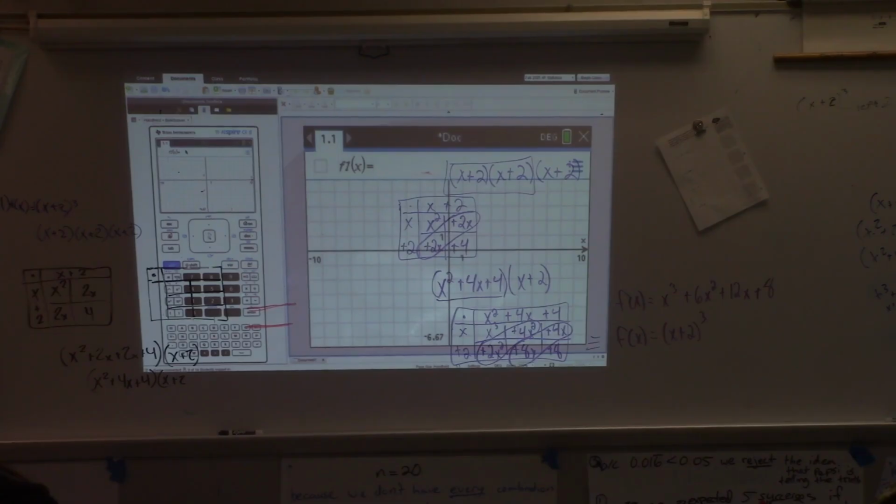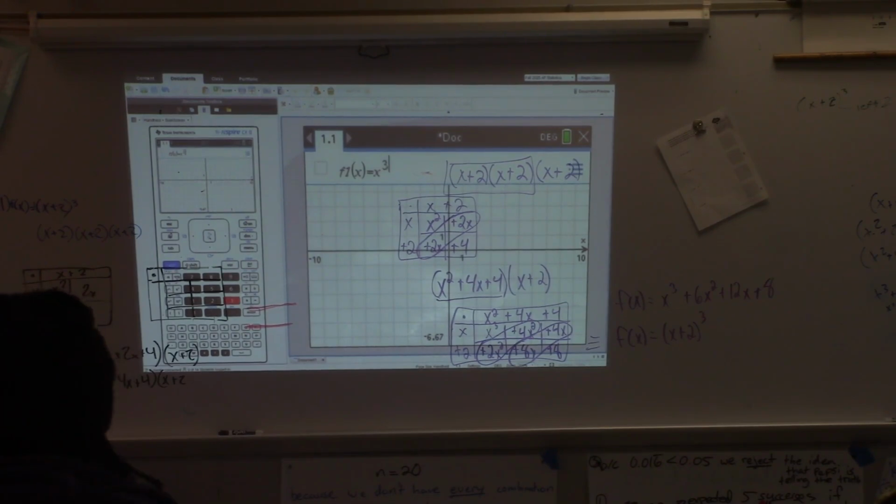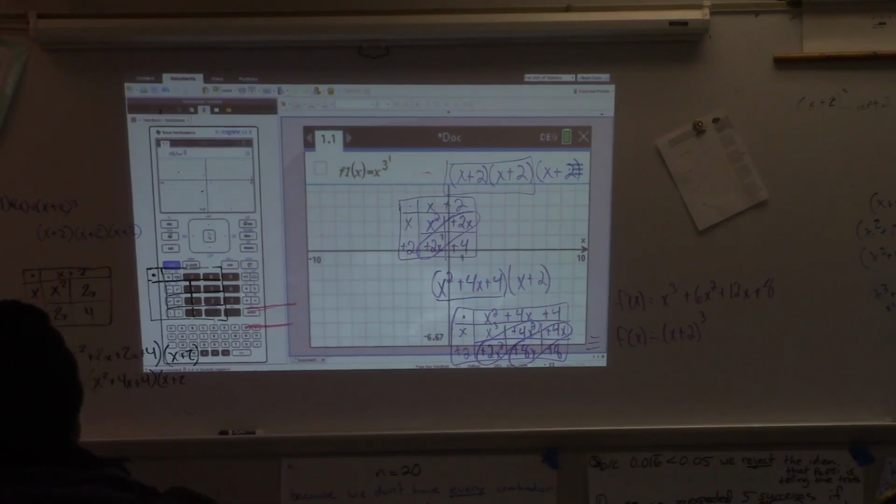Okay, so it gave me the look. No, it didn't give me a parabola. Should it give you a parabola? No, why should it not give us a parabola, guys? Because it's a cubic, not a what? Quadratic. If it's squared, it's quadratic.